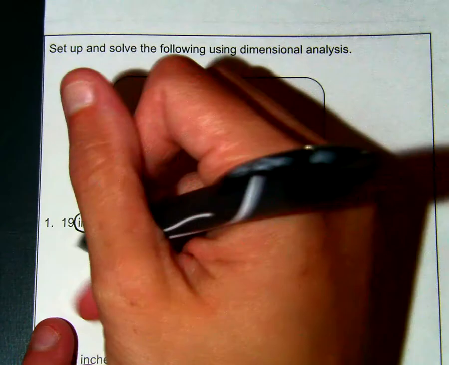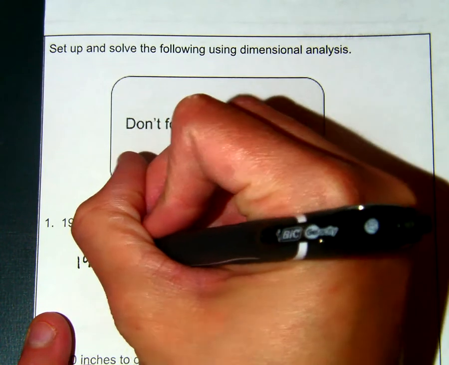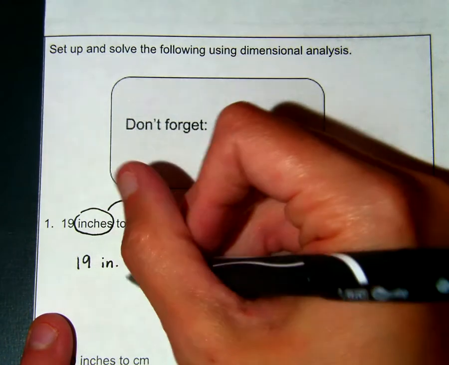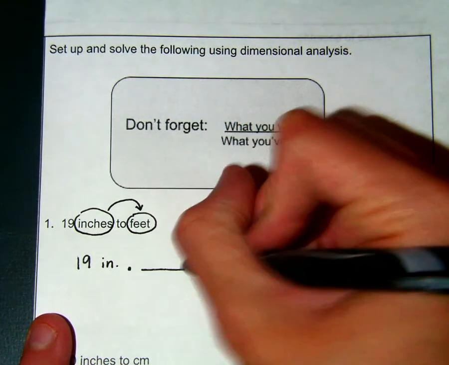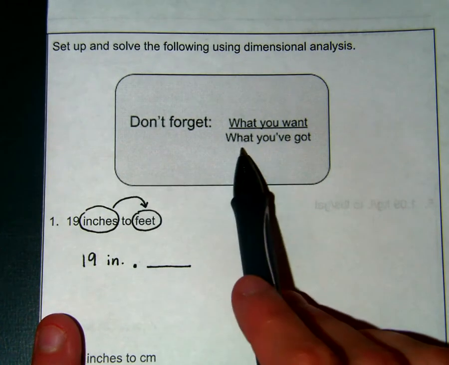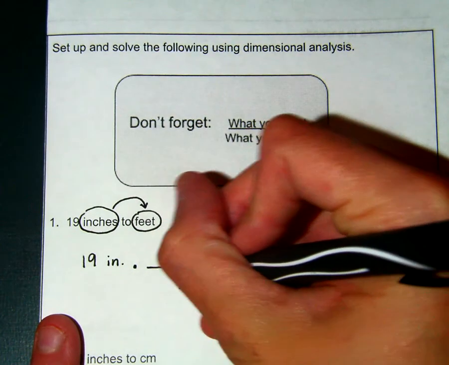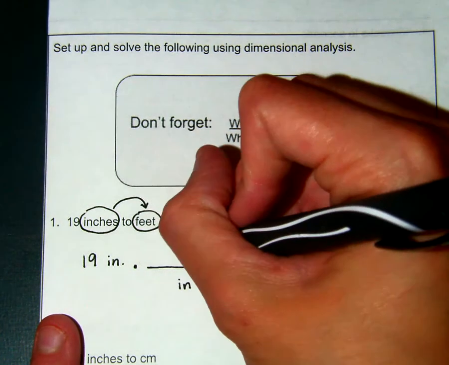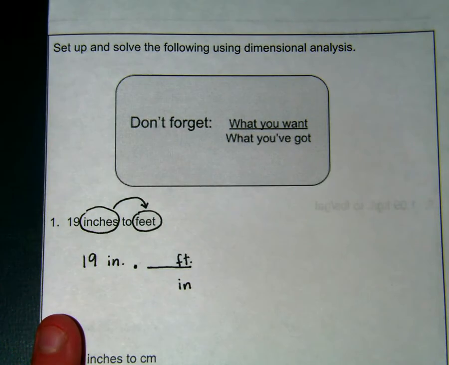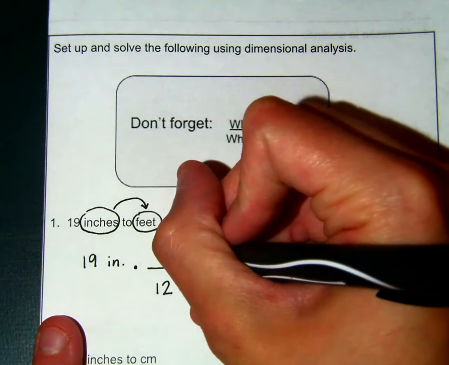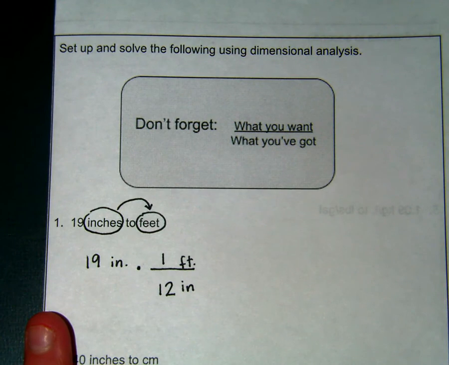So what we are going to start out with every time is we're going to write out what we have. Okay? And we are going to multiply until we get what we need. This says, don't forget, it's what you want over what you've got. I've got inches. It's going to go on the bottom. I want feet. Can I go directly from inches to feet? Yes. So what I want is going to go on top. Alright? There are 12 inches in 1 foot. So I'm going to write it that way.